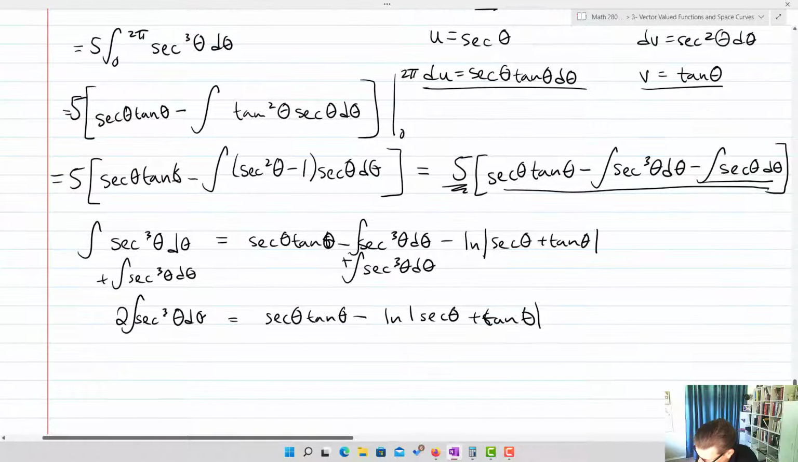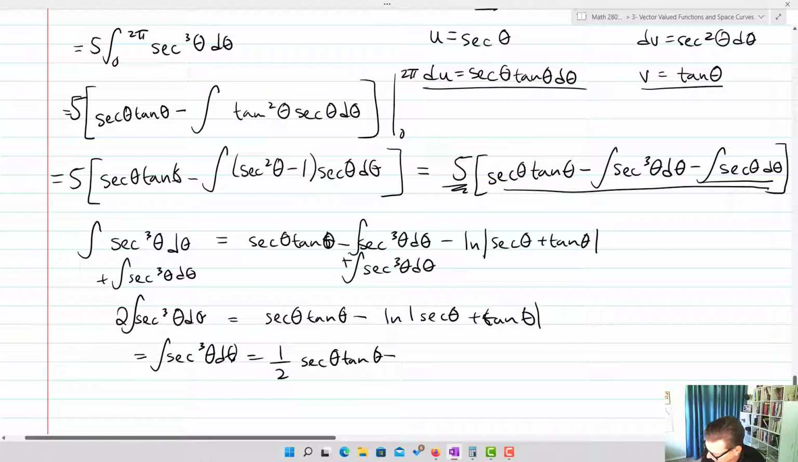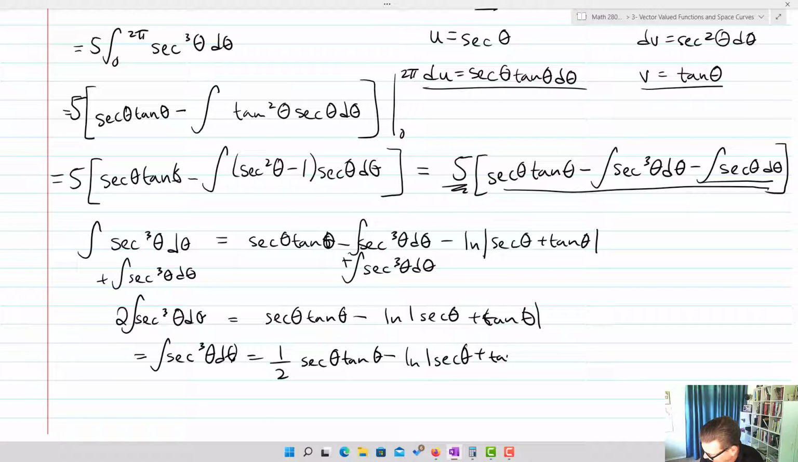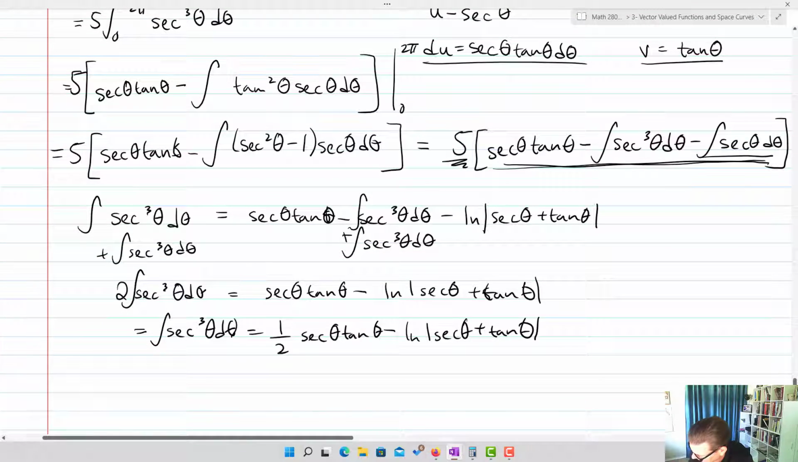And so this ends up equaling, that means that the integral of secant cubed theta d theta is actually equal to 1/2 secant theta tan theta minus the natural log of secant theta plus tan theta. Lots and lots of integration review here. And so now I can plug that back in here because that's actually what that value is, that I just circled.